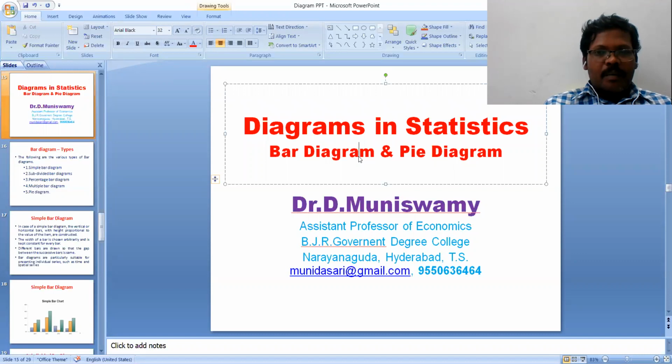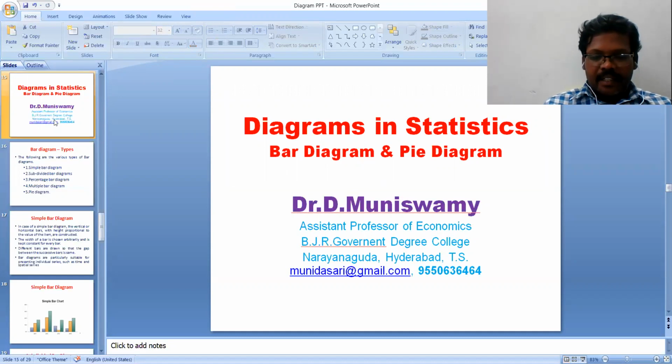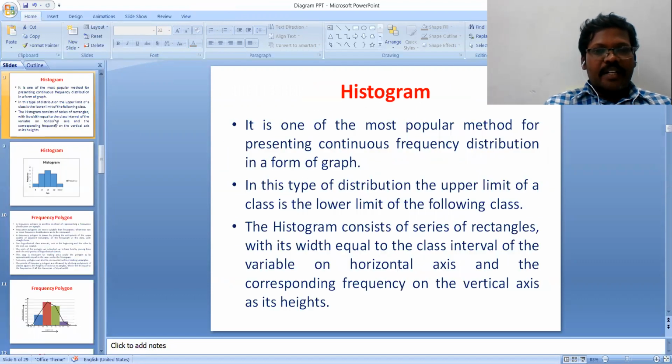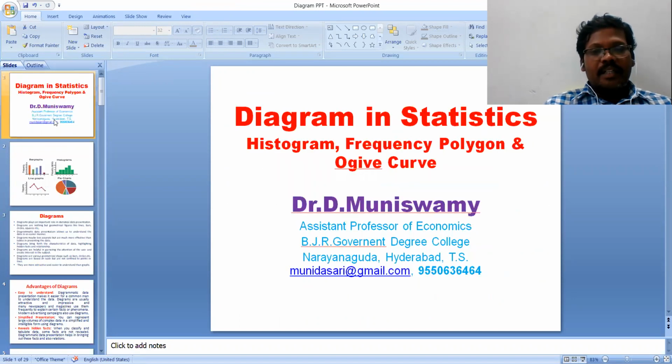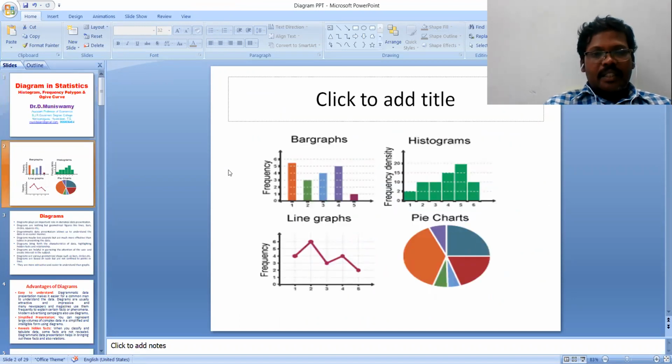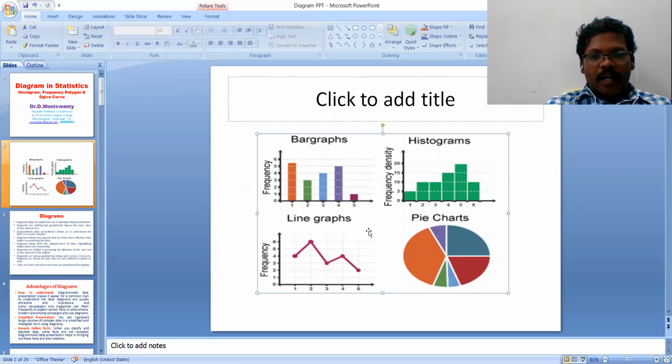The remaining types of diagrams in statistics are the bar diagram and pie diagram. In this particular class, we will focus on these remaining two diagrams, that is the bar diagram and the pie diagram. Just for the sake of continuation, these are the things already discussed. See, these are bar diagrams, and this is called a pie diagram. These two things we are going to discuss in this class today.